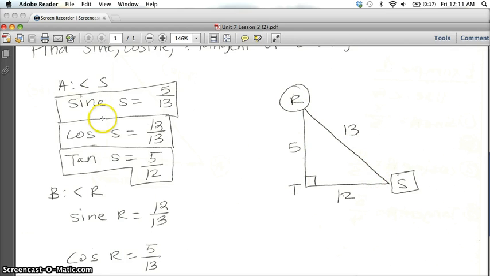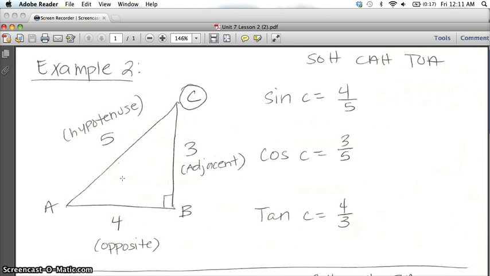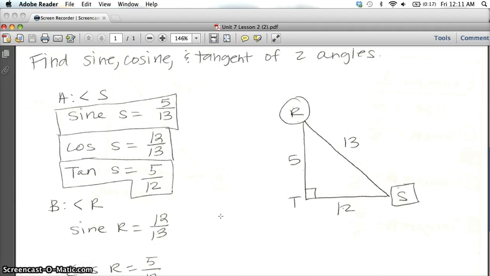So my sine of S, and so again, we want to think SOHCAHTOA. So SOH is opposite over hypotenuse. The opposite of angle S is 5. The hypotenuse is 13. So we're going to have 5 over 13. Now we're going to look at our cosine. Our cosine is CAH, which is adjacent over our hypotenuse. So again, we're still starting at angle S, and adjacent is 12. Our hypotenuse is 13. So the cosine of S is 12 over 13.